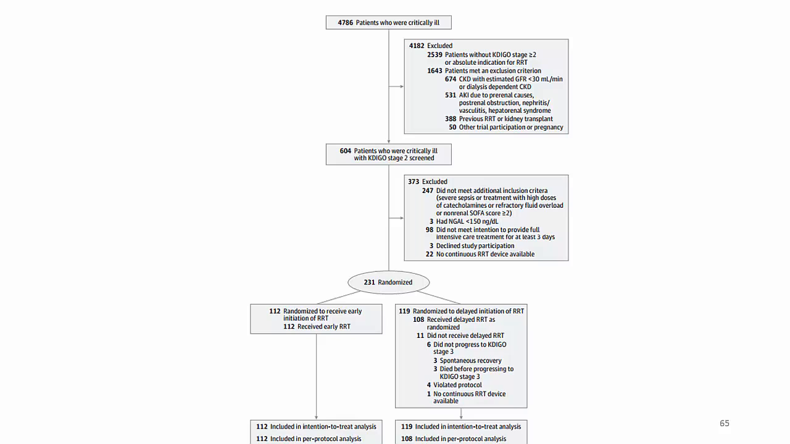Then they screened all these patients with stage 2 AKI and randomized them to one arm or the other. And these are all the patients that were randomized to the control group but never actually got dialysis. 6 did not even need dialysis. A few of them just violated the protocol, and 3 of them died before they started the study itself.